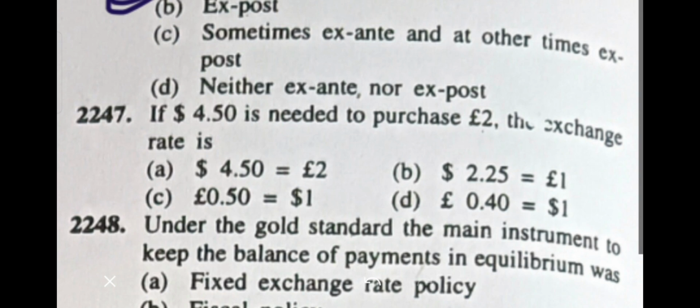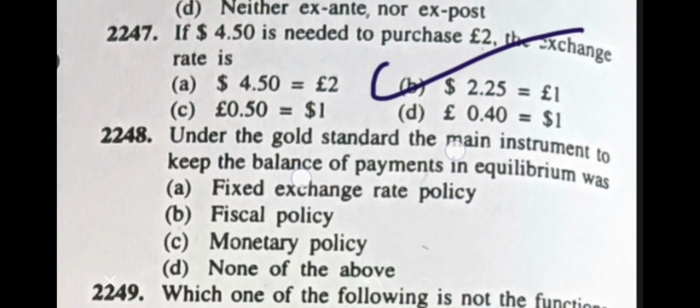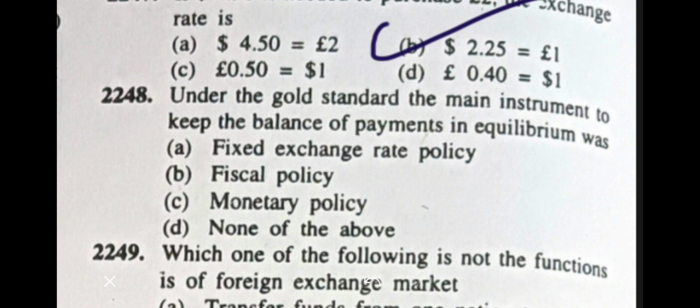If $4.50 is needed to purchase euro 2, the exchange rate is, यानी 2 यूरो के लिए इतना चाहिए तो 1 के लिए कितना चाहिएगा 2.25. Under the gold standard, the main instrument to keep the balance of payment in equilibrium was monetary policy.